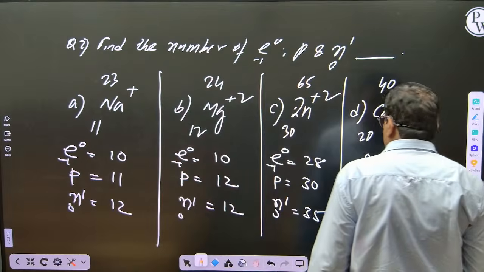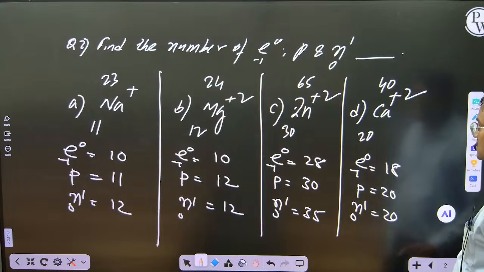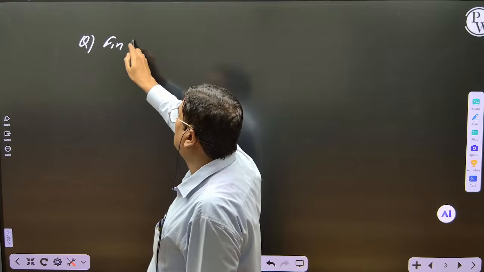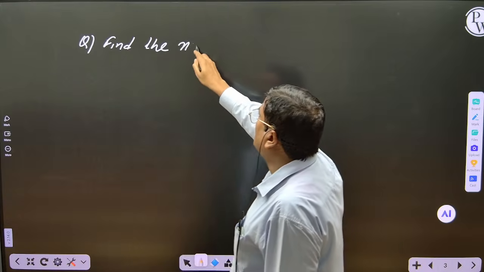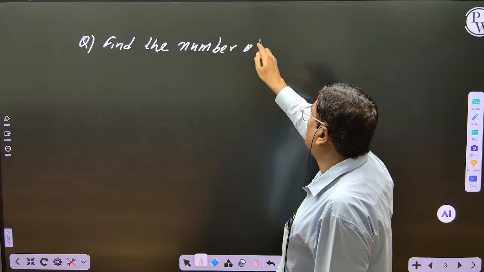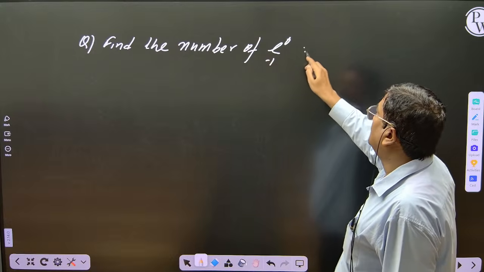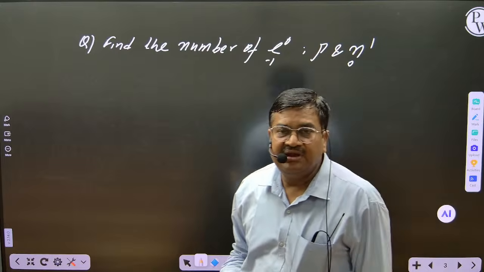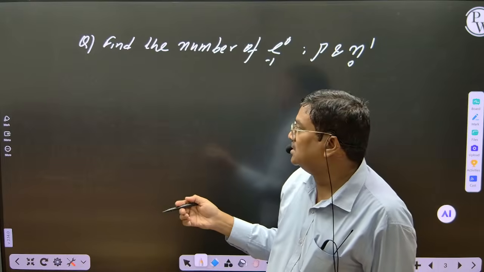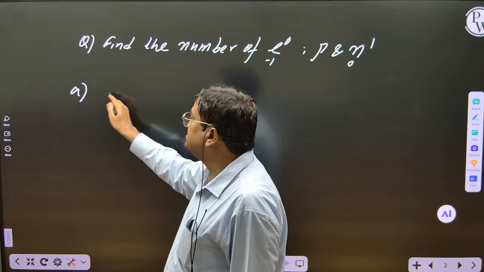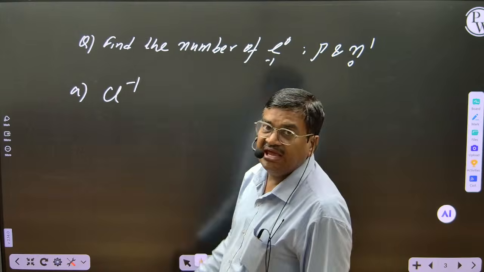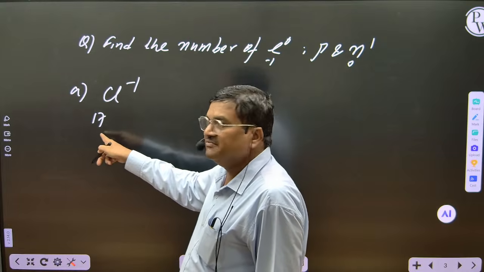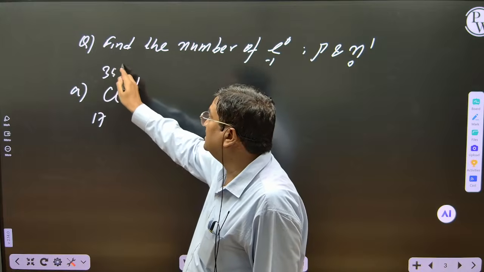Next question, find the number of electron, proton, neutron. Now see, previously I gave a neutral atom, cation we learned, now I am going for anion. Now what is an anion, student? Anion is bearing what charge? Negative charge, which means it is gaining an electron. Now see, the chloride ion: its atomic number is 17, mass number 35.